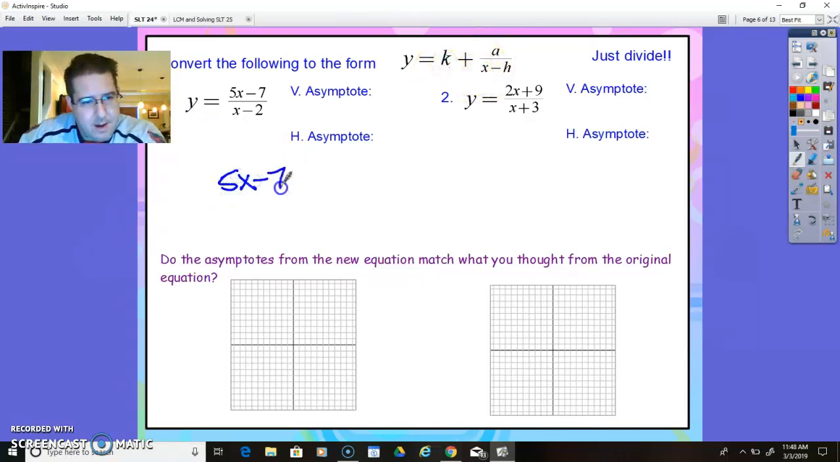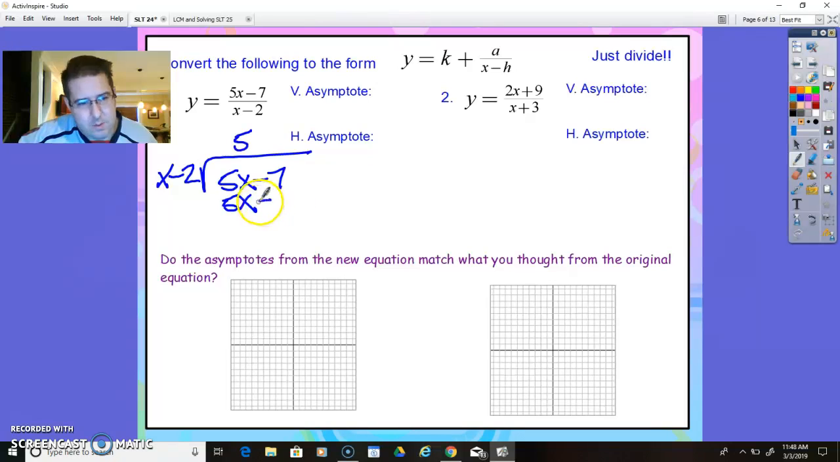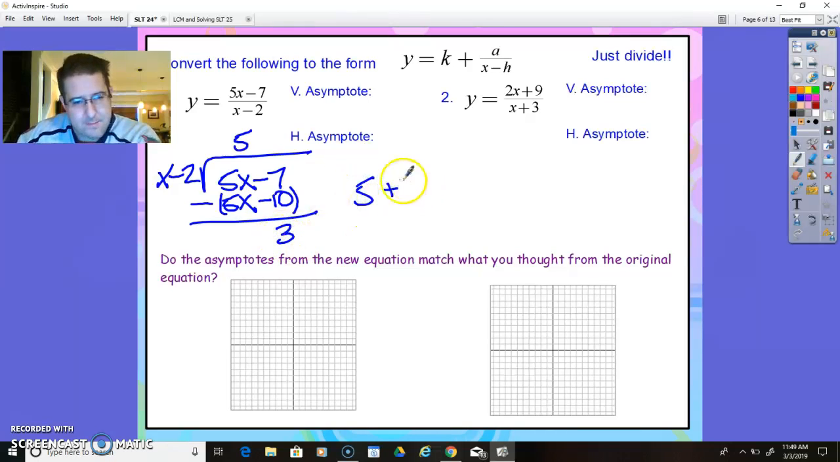I'm going to do 5x minus 7 divided by x minus 2. And I'm going to look just at the first terms. What would I have to multiply x by to make it 5x? That's 5. 5 times x is 5x. 5 times negative 2 is negative 10. Then I'm going to subtract those two numbers. Now I like to put this in parentheses just so that it keeps it separate from the negative sign. 5x minus 5x makes nothing, and negative 7 minus negative 10 is 3. So your answer is 5 plus, because it's positive, 3 over x minus 2.